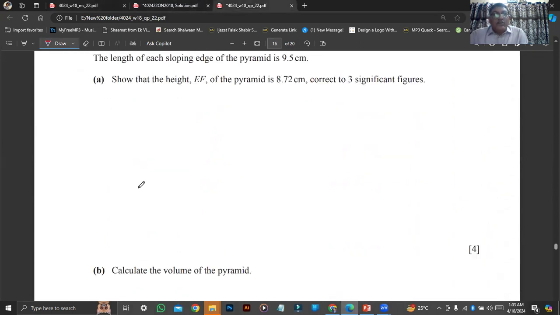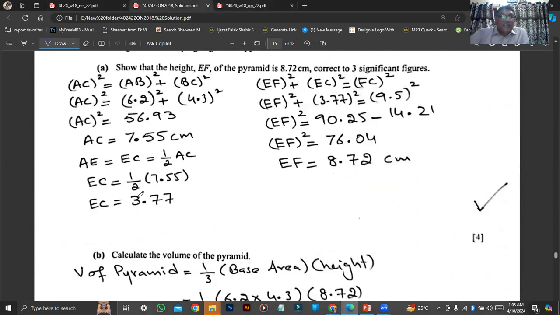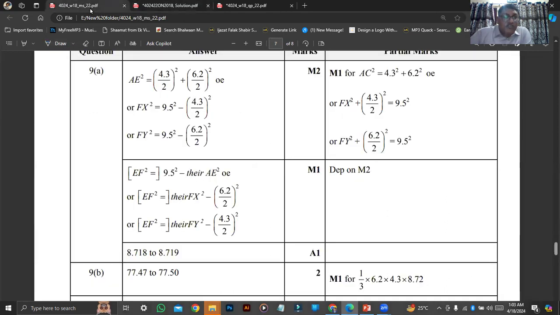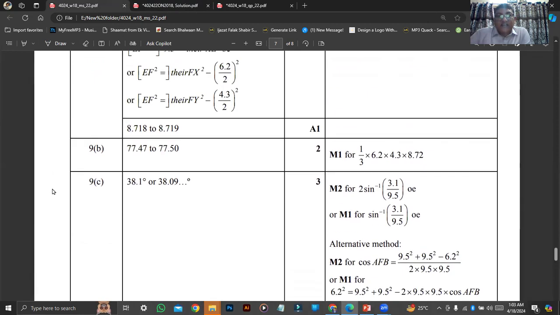Okay, so now we are going to the B part. He says calculate the volume of the pyramid. You know the volume of the pyramid is 1/3 into the base area into the height. The vertical height we just calculated, and that is 8.72. The area of the base is a rectangle whose length is 6.2 and whose width is 4.3. So 1/3 multiplied by 6.2 multiplied by 4.3 multiplied by 8.72, and that will be 77.49, which is 77.5 centimeter cube. 77.5 centimeter cube is the right answer, sir.